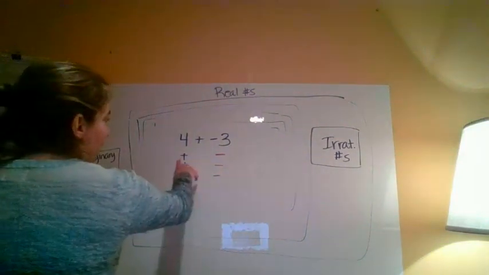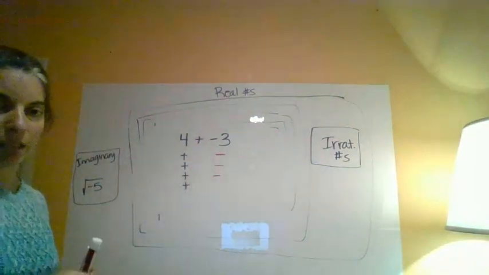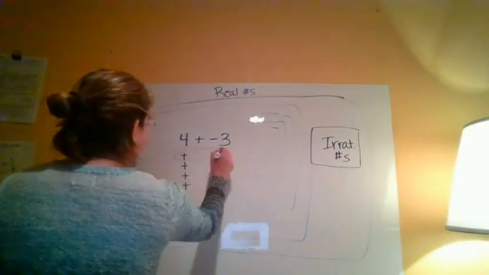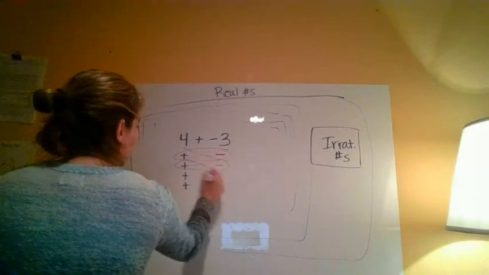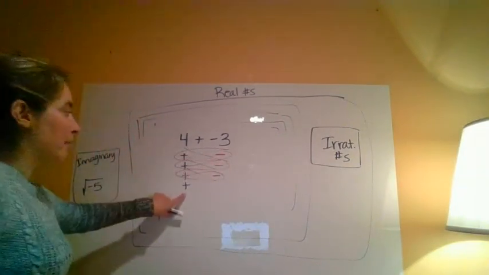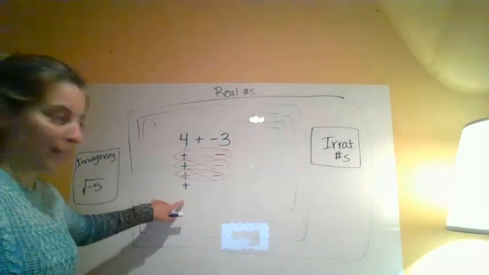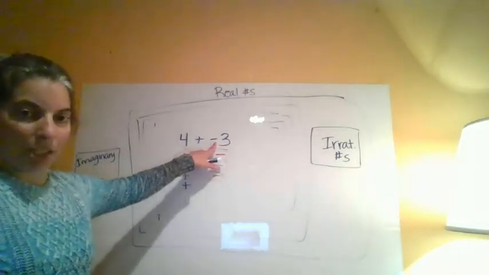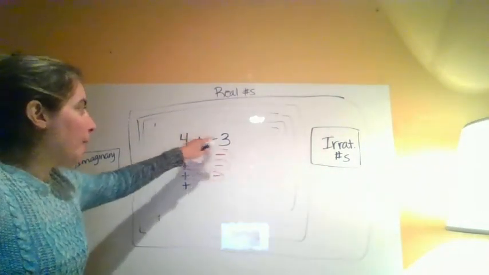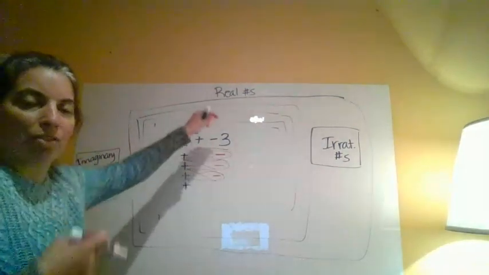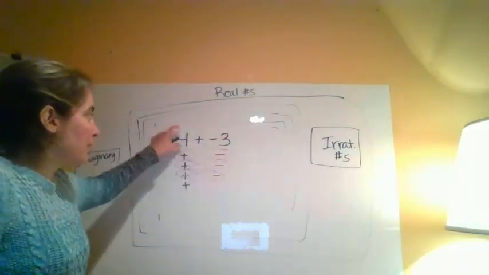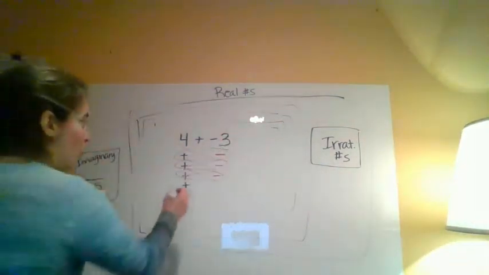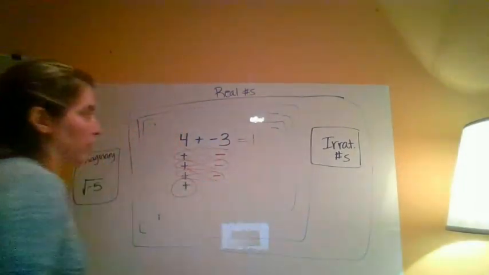Well, every time I have a positive and a negative, they cancel out. It's like taking one step forward and then one step back. So every time I have a pair of positives and negatives, they're going to cancel each other out. In this case, I'm left with 1 positive. Why am I left with positives? Well, there were more positives than negatives to begin with, so I know my answer is going to be positive. And if I think about just how many, forget about the sign for a minute. If I have 4 positives and 3 negatives, well, 3 of these positives are going to be taken away by the 3 negatives. 4 minus 3 is going to leave me with 1. So my answer is just positive 1.